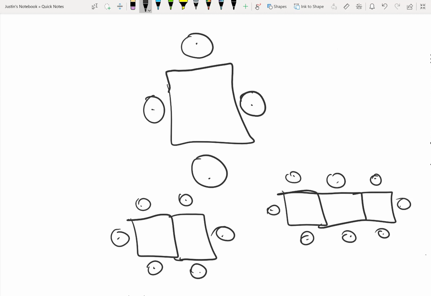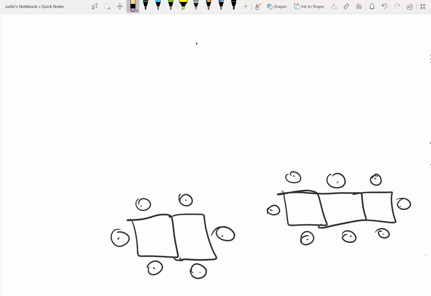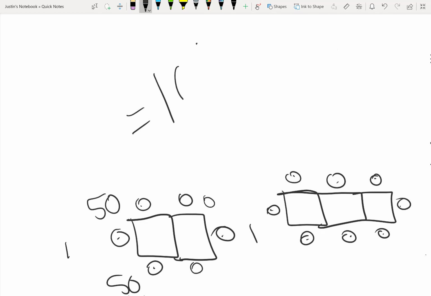Alright, so the next one says, it is impractical to make a model of pushing 50 tables together to make a long rectangle. If we did have a rectangle that long, how many chairs would fit on the long side of the table? Well, let's look at this one. The one with 2, there's 2 on each side. So if it was 50 tables pushed together, there'd be 50 on each side. So it'd be 50 over here, 50 on the bottom, and then 1 on each side. So that would equal 102.